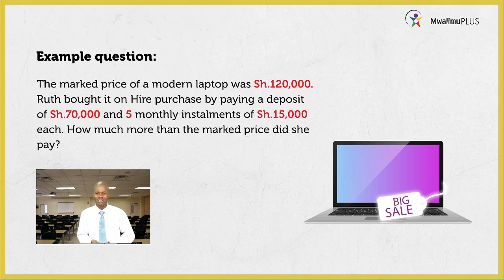Now, the question is, the marked price of a modern laptop was 120,000 shillings. Ruth bought it on hire purchase by paying a deposit of 70,000 shillings first, and then that followed 5 monthly installments, and each installment was 15,000 shillings. Now, how much more than the market price did she pay?